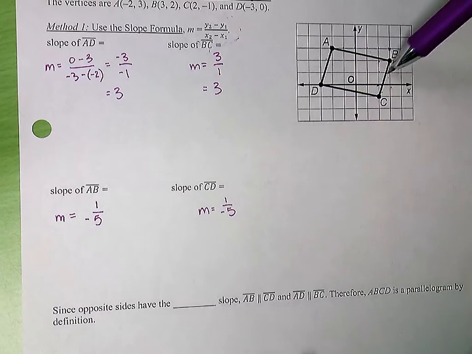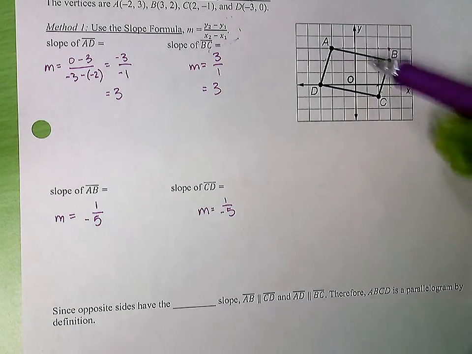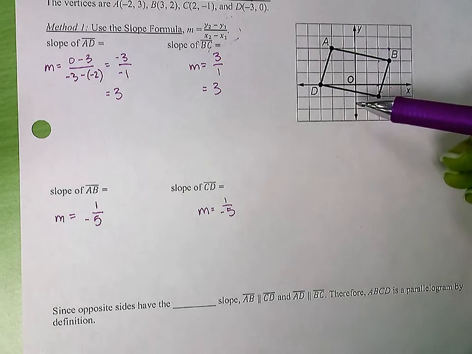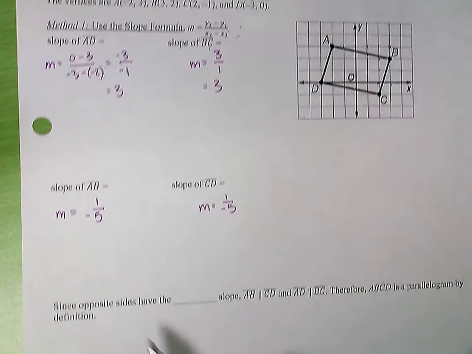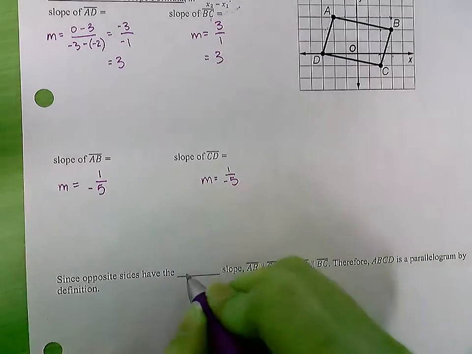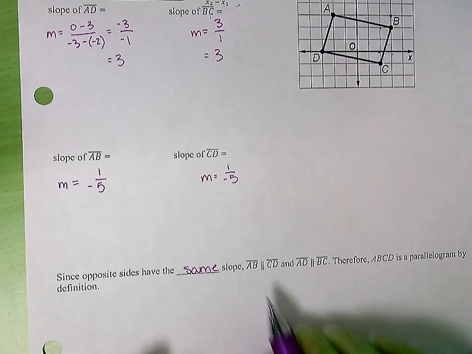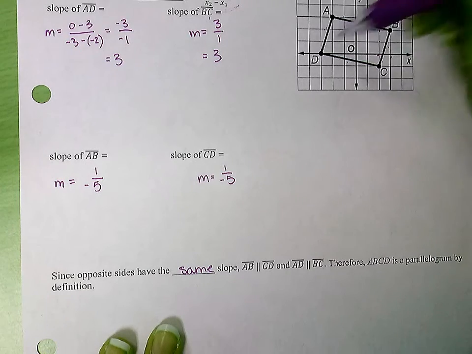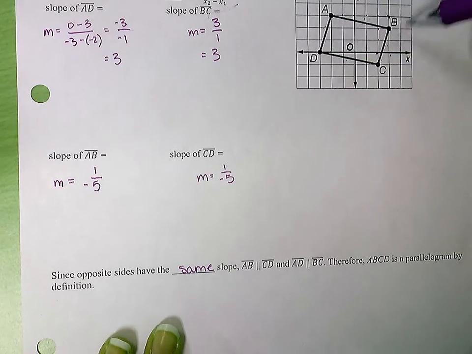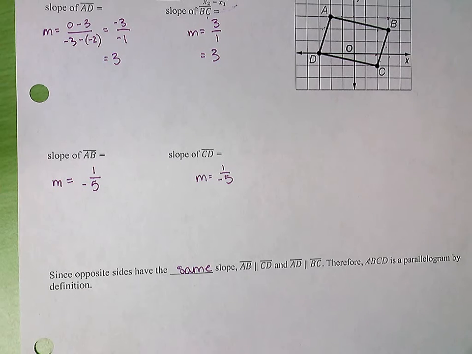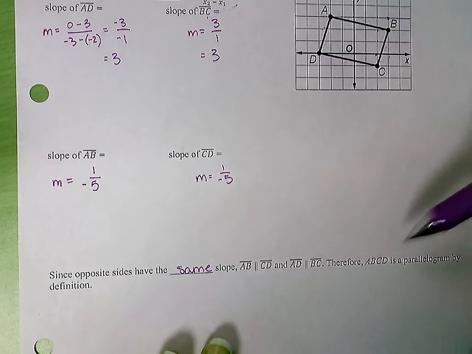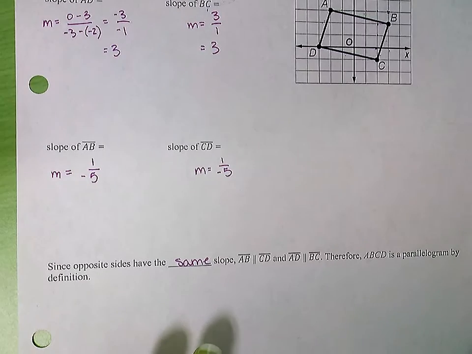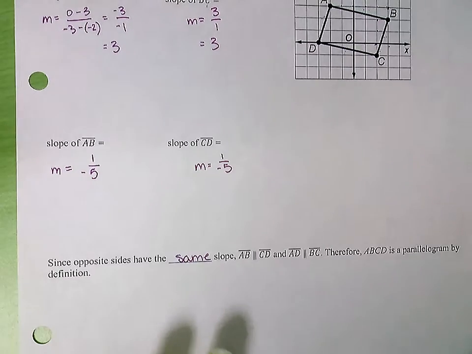Now I have these two sides. They have the same slope. They're opposites. And these two are opposite, and they have the same slope. Okay? So since opposite sides have the same slope, then I can say segment AB is parallel to CD, and AD is parallel to BC. Okay? Since they have the same slope, they have to be parallel. Therefore, ABCD is a parallelogram. Okay? So that's how you would use the slope formula to see if your figure is a parallelogram.